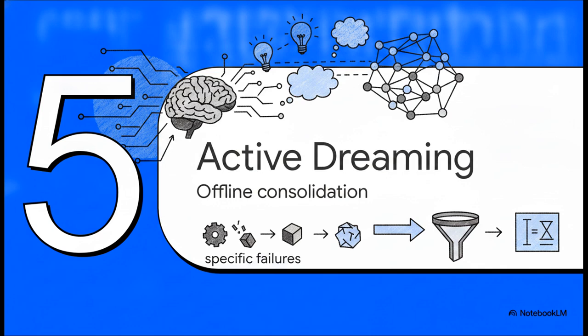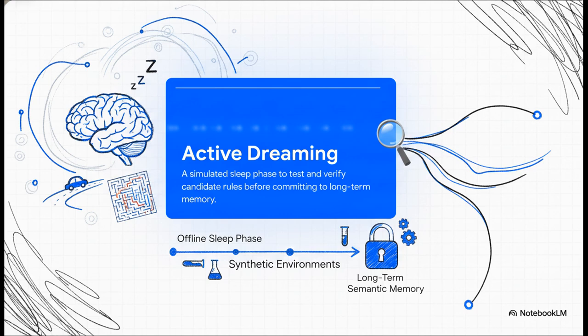On to Section 5, Active Dreaming. This is super cool. Basically, how do we get an agent to extract general rules from its own specific failures? To stop these agents from learning totally the wrong lessons, researchers developed a process called active dreaming. And get this, it actually mimics how a mammalian hippocampus consolidates memories while we sleep.